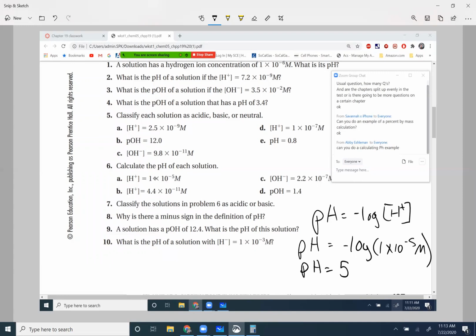And remember, that's what pH means. It means powers of hydrogen. So this is the negative log of that. So there are 5 powers of hydrogen. So the pH is 5. Okay.